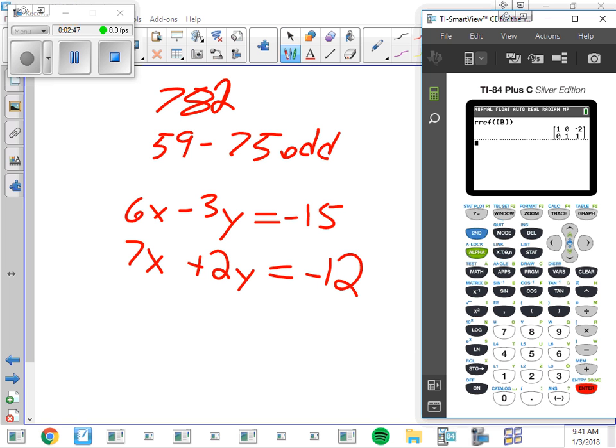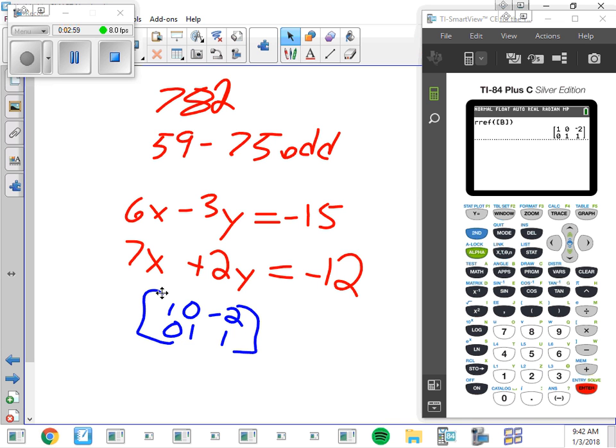You need to write the answer matrix, 1, 0, negative 2, 0, 1, 1, and then you need to interpret it. What is that saying? It says that x is negative 2 and y is 1. So negative 2 comma 1. Okay.